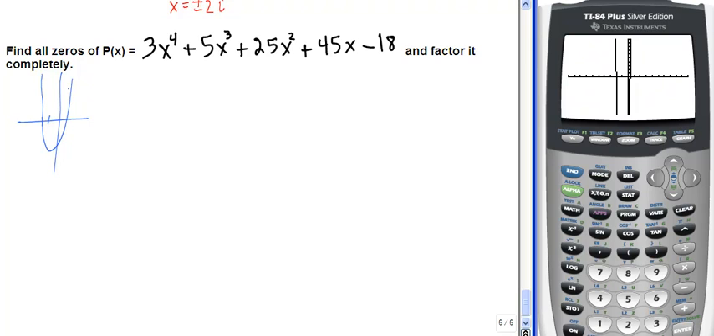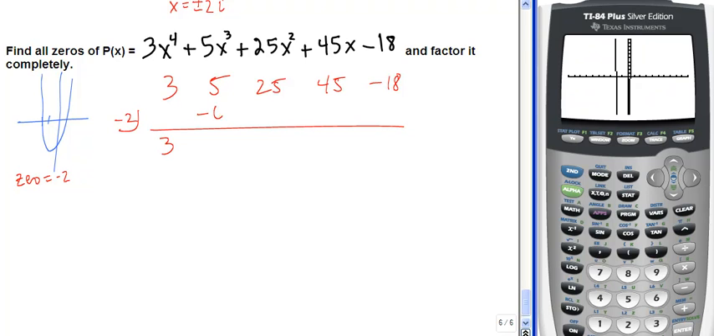So it's looking something like that. My guess here would probably be that one of the zeros is at negative 2, potentially. So let's do our synthetic division: 3, 5, 25, 45, and negative 18. I'm going to guess that negative 2 goes into that. So I would get 3, negative 1, 27, negative 9, and there's my 0.